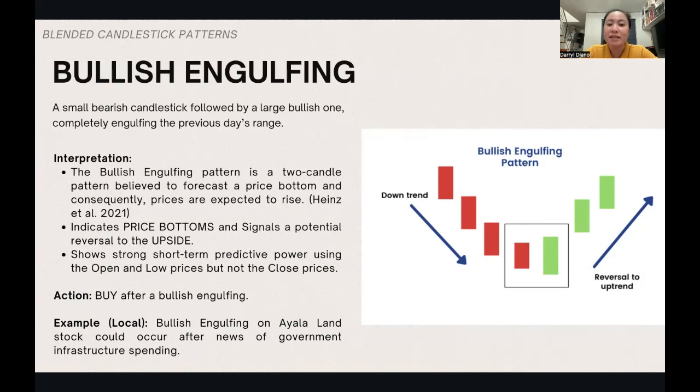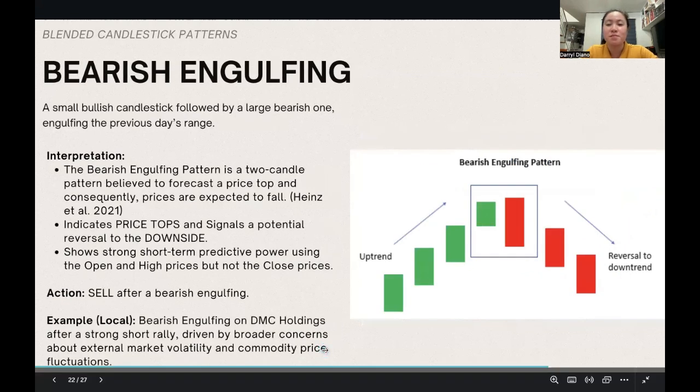For example, imagine Ayala Land. A bullish engulfing pattern appeared in its stock chart following its optimistic financial outlook for the future. Supported by strong earnings in 2023, the company has been expanding its projects, focusing on high-end developments. So what do we recommend you to do? Buy after bullish engulfing.